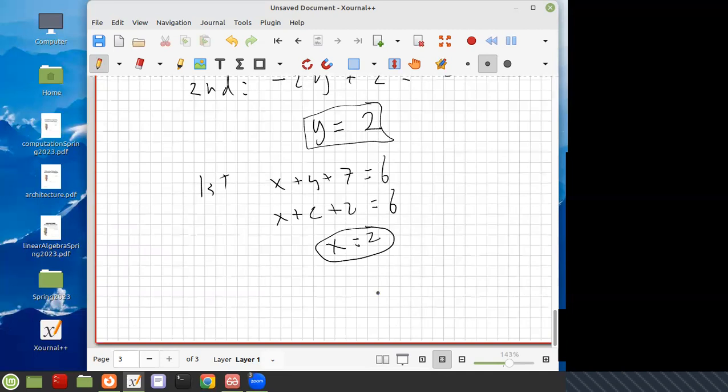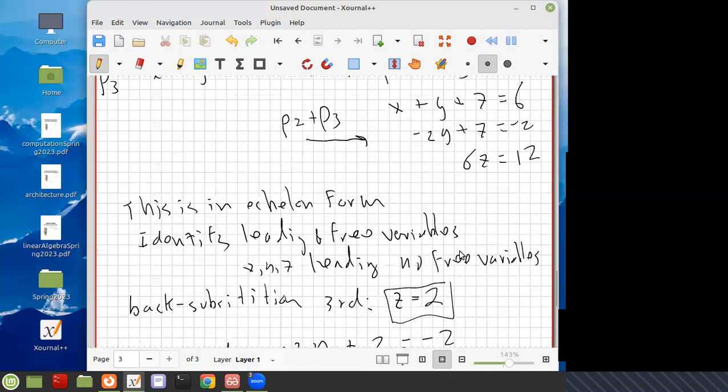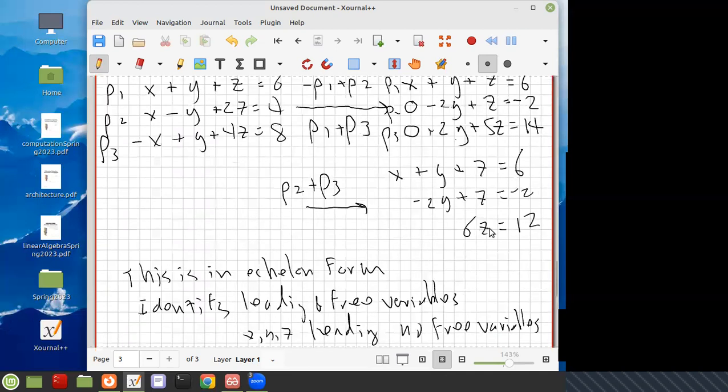When all the variables are leading, there's only going to be one solution, because if they're all leading, I can solve the last equation for z, get rid of z and solve this one for y, get rid of y and z and solve the first one for x. That's going to be true all the time: in order to have more than one solution, you're going to need a free variable.